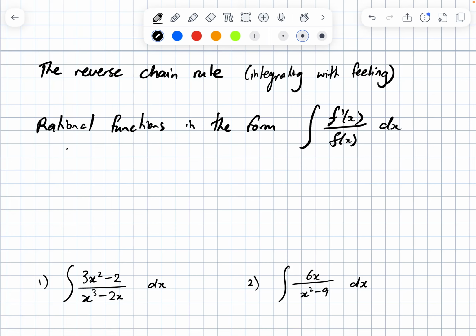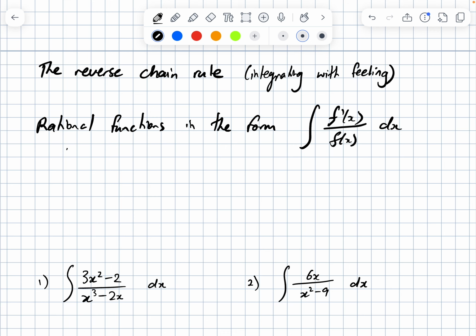You can also come across rational functions that are not in the form that we looked at in the previous video. And these ones will be in the form where there's a derivative on the top and a function on the bottom. Now I've called this the reverse chain rule, but in class I refer to it as integrating with feeling. That's mainly because you've got to look at the function and realize what type of function it is, and then figure out what is more important. So using your gut, which is why I've called it integrating with feeling.